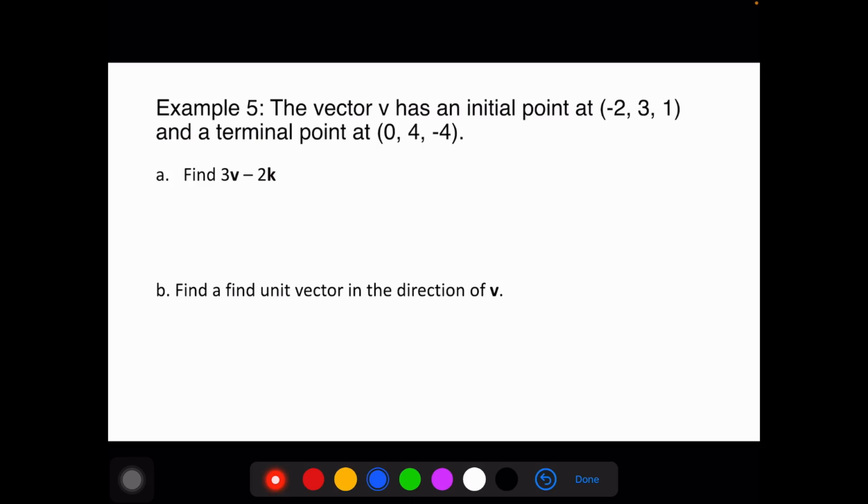So if I have a vector with an initial point at -2, 3, 1, and a terminal point at 0, 4, -4, and I want to find 3 times that vector v minus 2 times k, well, the first thing I'm going to do is figure out what vector v is, and I can do that by taking the terminal point minus the initial point. So my x component, 0 minus -2 is 2, the y component, 4 minus 3 is 1, and the z component, -4 minus 1 is -5. So there's vector v in component form, 2, 1, -5.